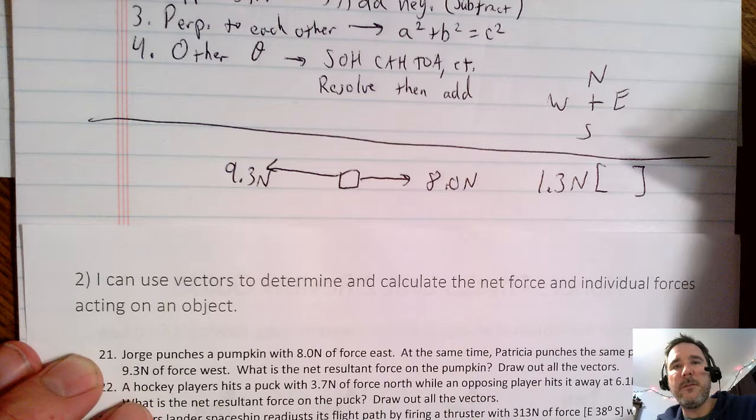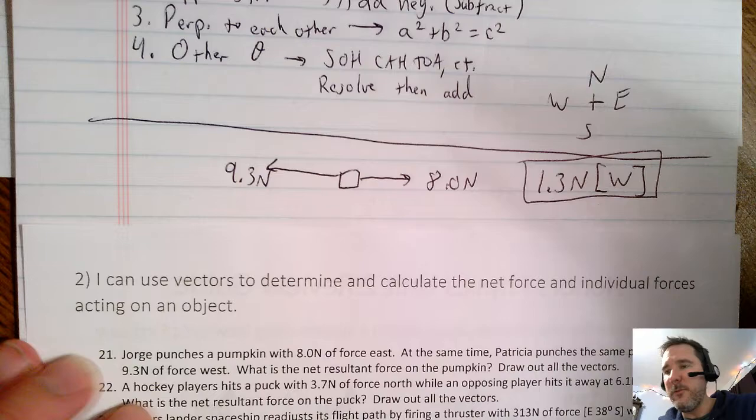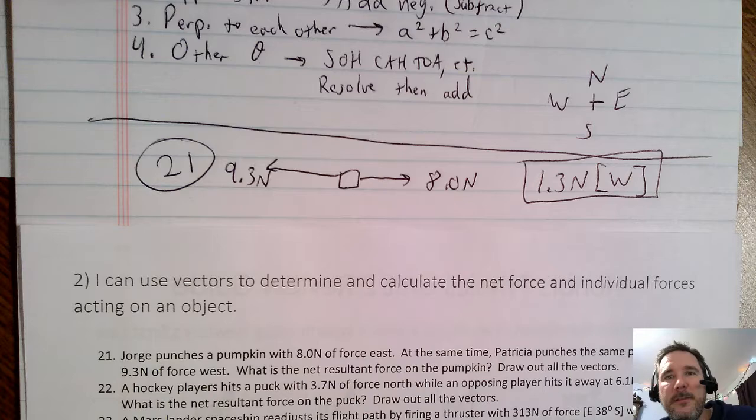And so for number 21, you subtracted them, and you got that answer. They're going in opposite directions, so you subtract.